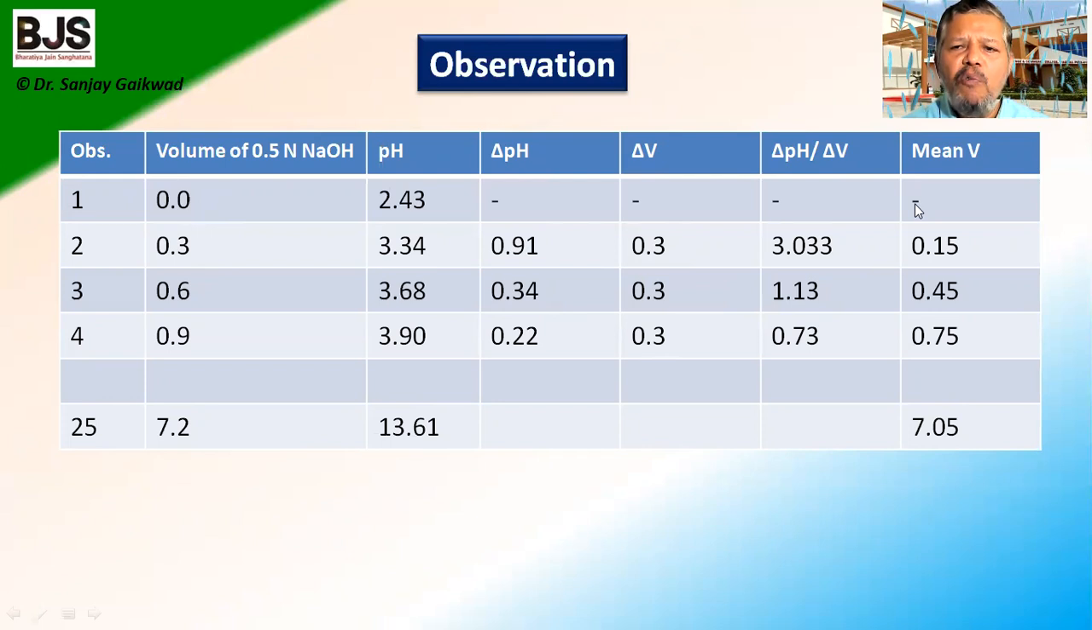And lastly, the mean value of volume. Now, the mean value is the addition of these divided by 2. In the same way, the addition of these divided by 2, then we have to write it here. In this way, we can write the observation table by measuring the pH.